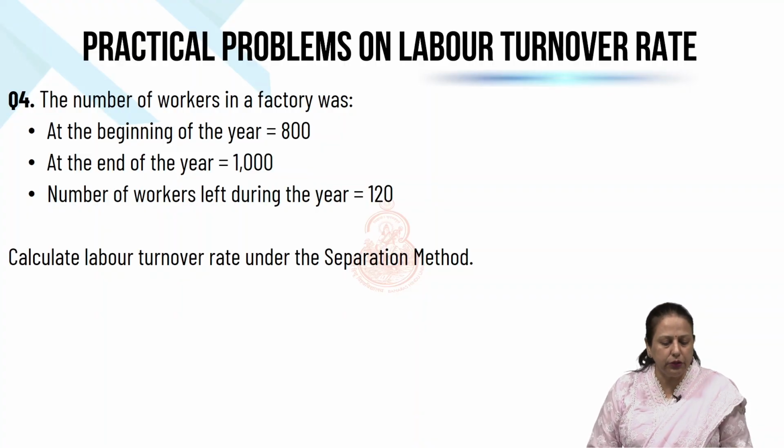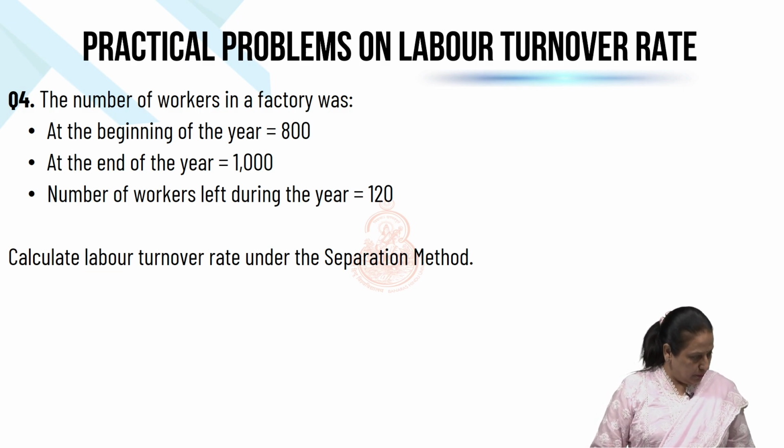Moving to the next element of the cost, which is again a very important element, that is the labor. Now we are here to calculate the labor turnover rate as given in question number 4. The information provided is that at the beginning of the year we have 800 workers working in a factory. At the end of the year, the total workers working in the factory is 1000. The number of workers who left during the year is 120. So, you are required to calculate the labor turnover using the separation method.